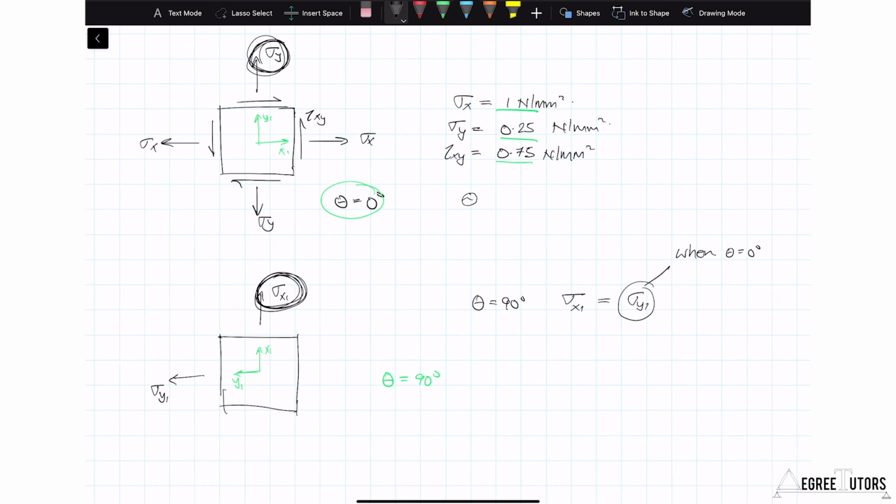And when we rotate our set of axes by 90 degrees, well then our x1 and our y1 axes just flip. What was the y1 now becomes the x1, and what was the x1 becomes the y1, vice versa.